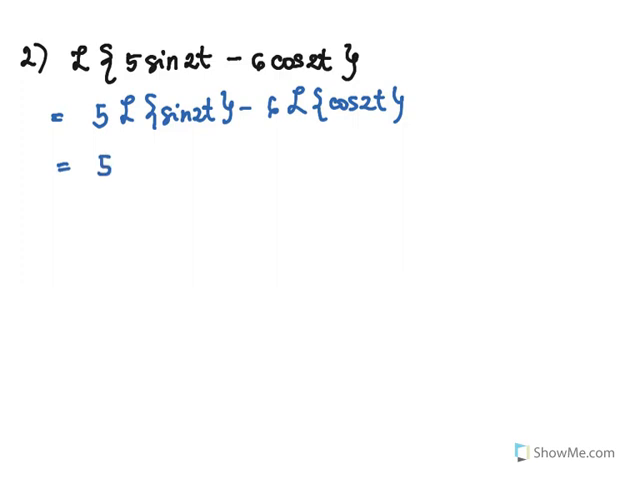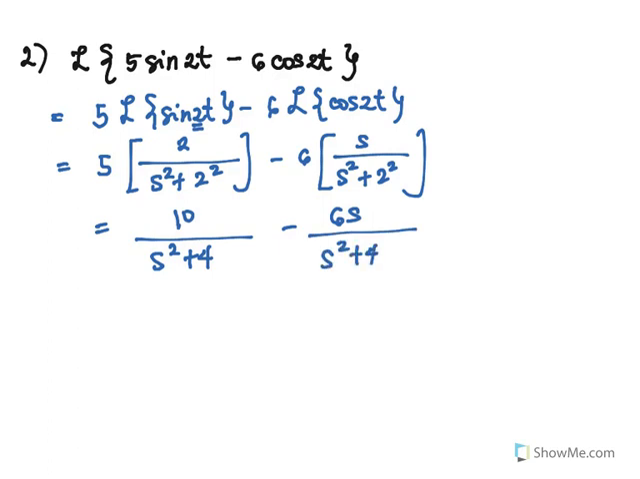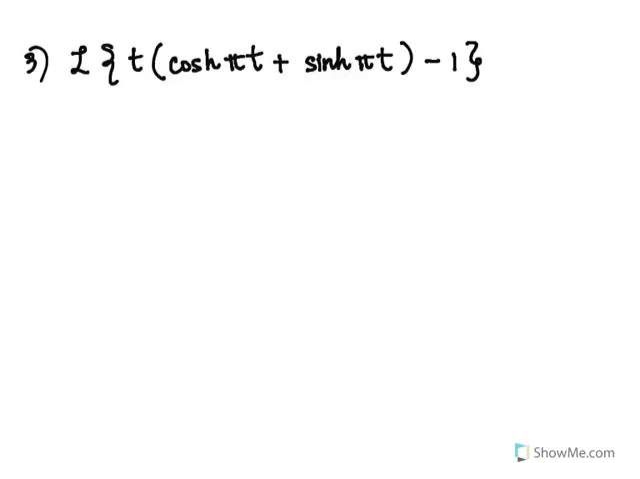So you write this as 5 times, k here is 2, so that's 2 over s squared plus k squared, so that's 2 squared. Minus 6 times s over s squared plus k squared. So you have here 10 over s squared plus 4 minus 6s over s squared plus 4. Now, since the two fractions are similar, you can combine them into a single fraction. So you have 10 minus 6s all over s squared plus 4.